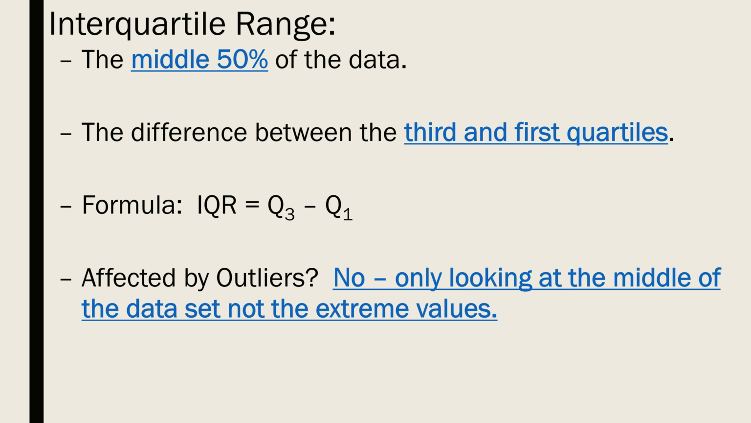Interquantile range is the next concept we need to understand. Interquantile range is the middle 50% of the data. It is also the difference between the third and the first quantiles. So the formula of interquantile range is the difference between the third quantile and the first quantile. Is the interquantile range affected by the outliers? By the formula, we can say the answer is no, because we only look at the middle of the data set, not the extreme values.